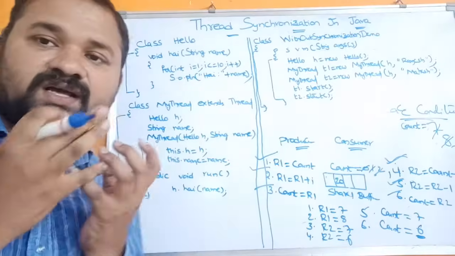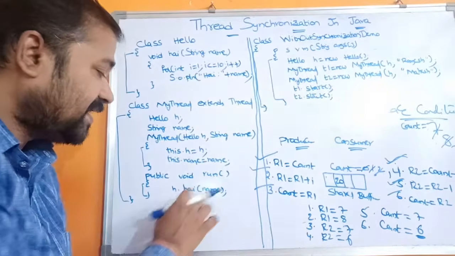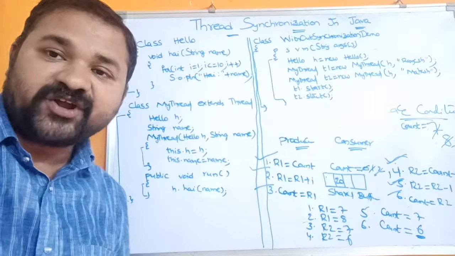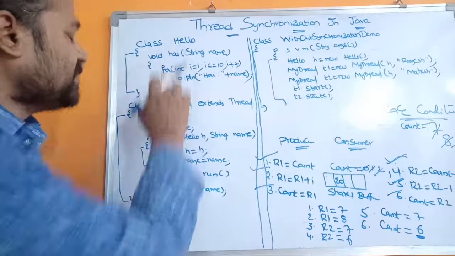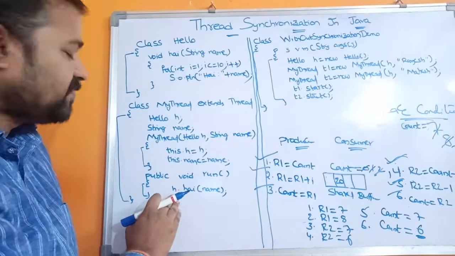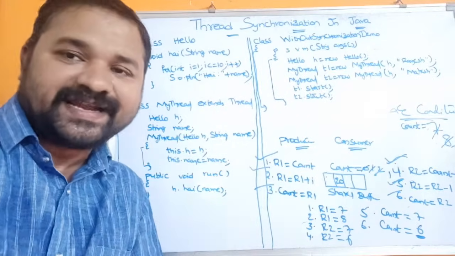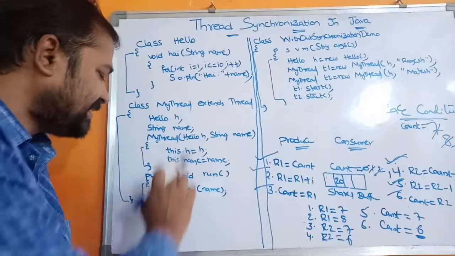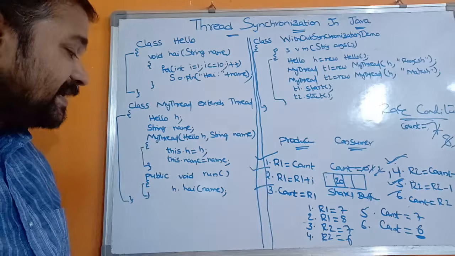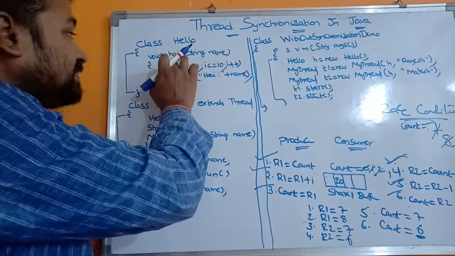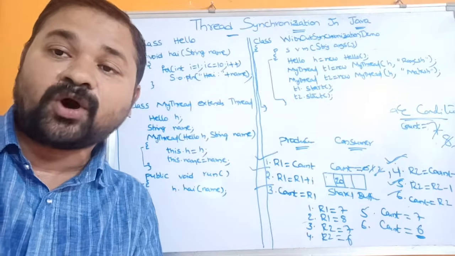So we know that we just have to provide the definition for the user defined thread with the help of the run method. We know the signature of the run method: public void run. From this method we are calling the hi method. So h dot, why? Because we know how to call a method: object reference dot method name. Here the reference is already created. h dot, what is the name of the method? hi of name.